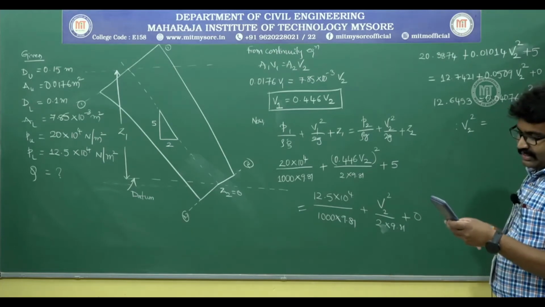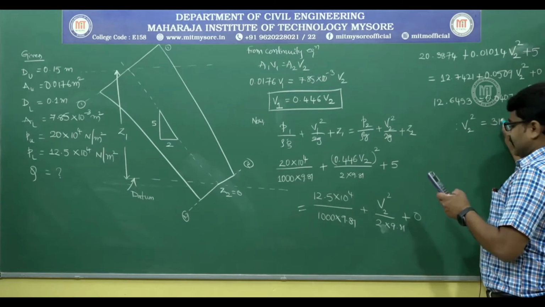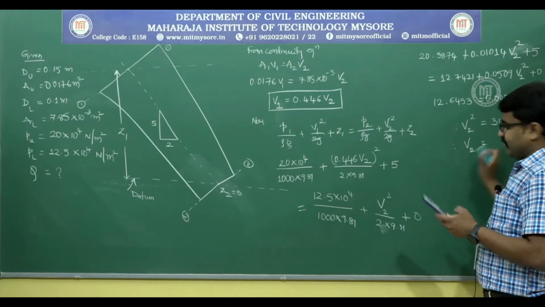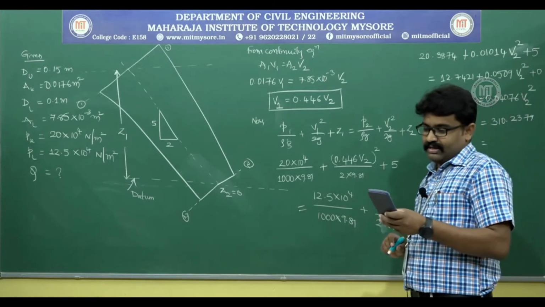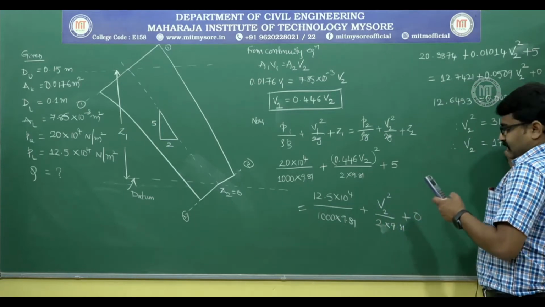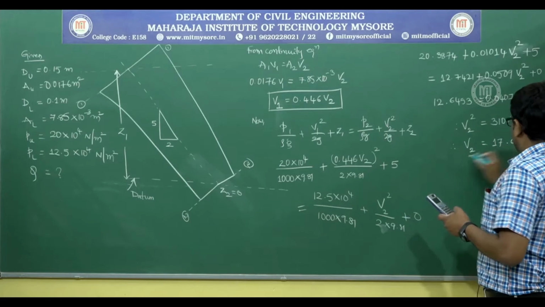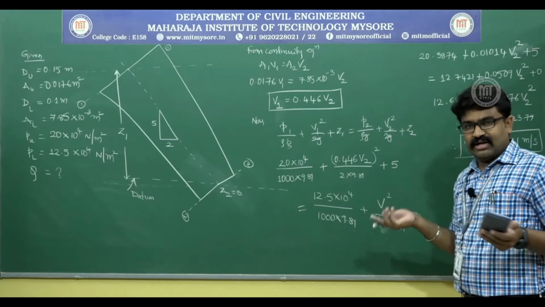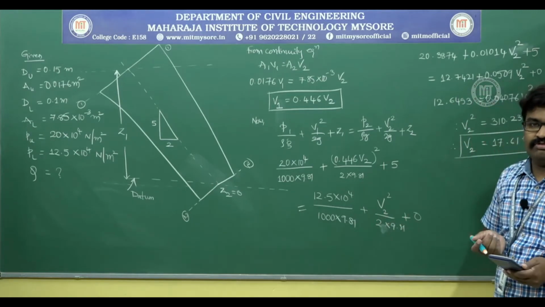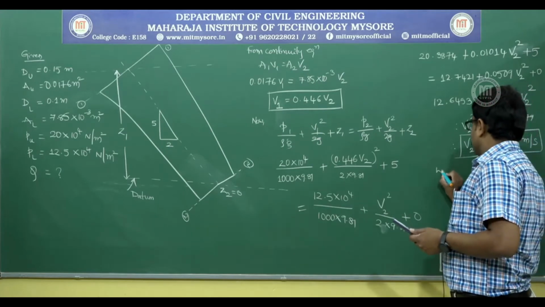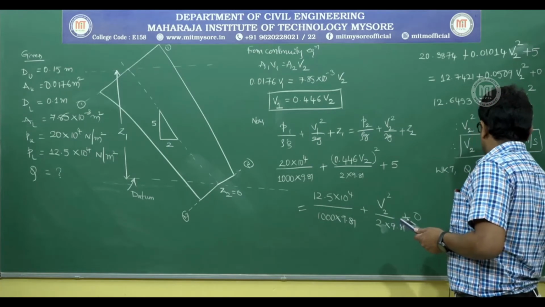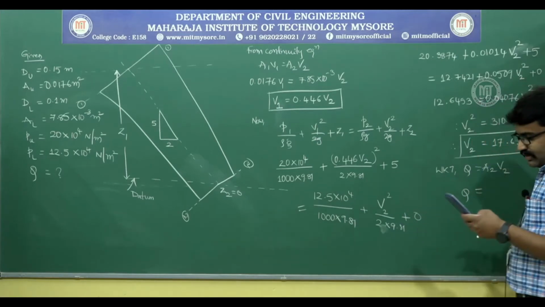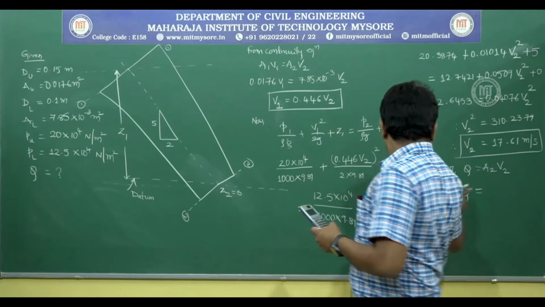Therefore, V2 square is equal to 12.6453 divided by 0.04076. So, that is nothing but 310.2379. What we actually wanted was V2, which is nothing but square root of the answer, nothing but 17.61 meter per second. Using this you can also get V1, but that is not required because in the problem he has asked you to find out what is the discharge. We know that Q is equal to A2 V2. Therefore, Q is nothing but 17.61 multiplied by A2.